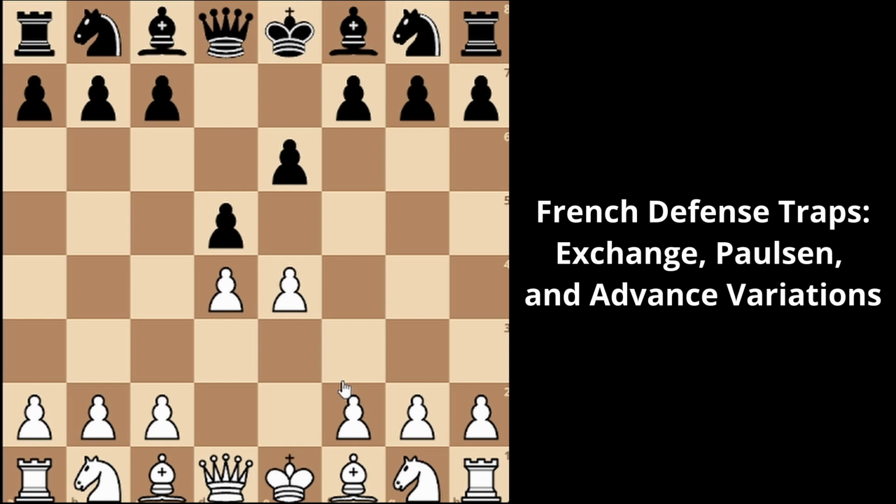The first trap comes from the exchange variation, in which we're going to capture this pawn on d5, and most likely black is going to simply just take back with their pawn. Here we're going to play knight f6, which is the most popular move. Let's say they played bishop d6, which is also the most popular move.